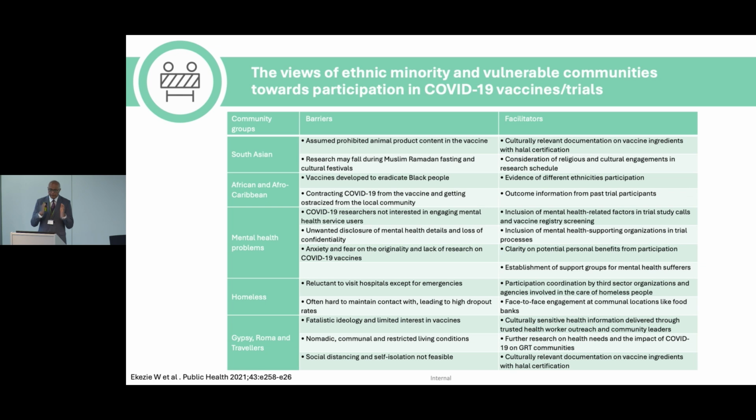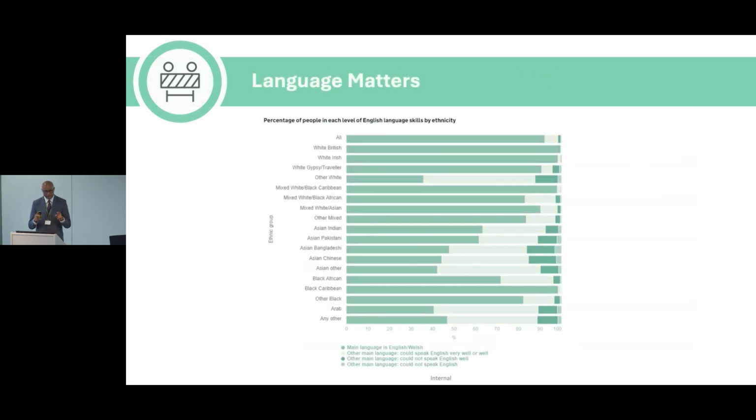So really, whatever target population we have, we need to identify barriers individually. We can't say one size fits all, and then develop strategies to improve recruitment accordingly. And they also vary from trial to trial. There were specific barriers to the COVID trials from certain populations. Language is a major, major issue.